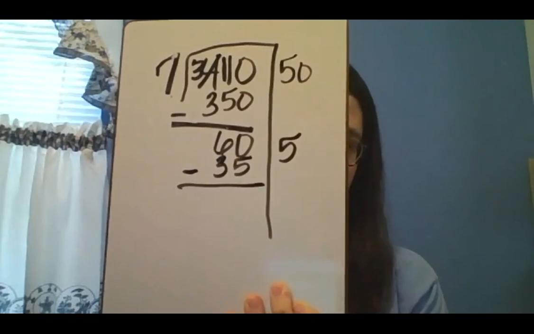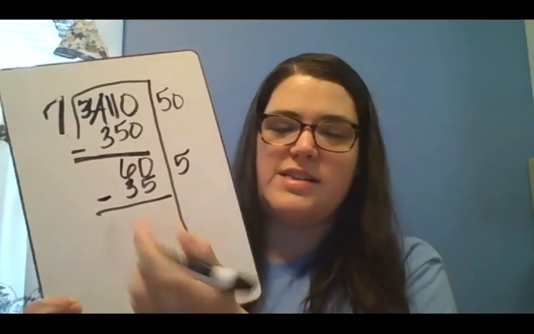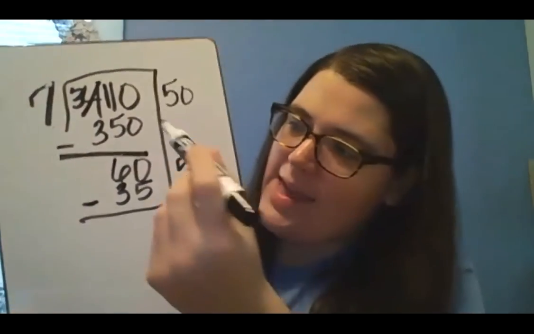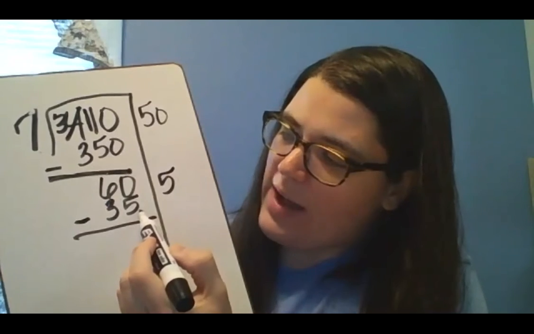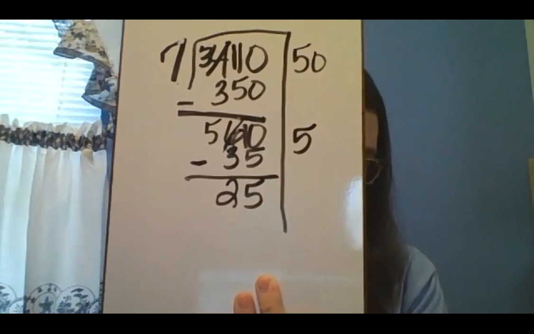So the 60 minus the 35. We're going to subtract that 35 from our 60. But look, we cannot do 0 minus 5, so we have to borrow from our 6. Now our 6 becomes a 5, and our 0 becomes a 10. We know that 10 minus 5 is 5. And 5 minus 3 gives us 2. So now what we have left is 25.